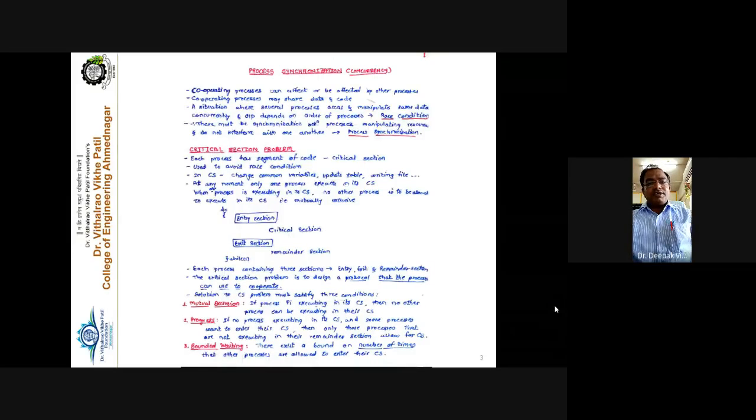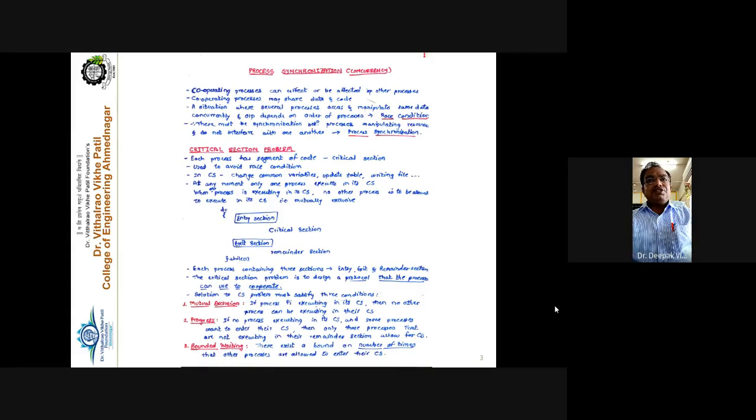So process synchronization means what? I think already we have discussed synchronization, or the concurrency between the process. Now, as you know that there are n number of processes running in the system, and there are limited number of resources. So it is defined like this: cooperating processes can affect or get affected by the execution of other process. Already we have seen the concept of cooperating processes, right? So the cooperating process may share data and code. A situation where several processes access and manipulate same data concurrently and output depends on the order of process, then it is called as the race condition, right?